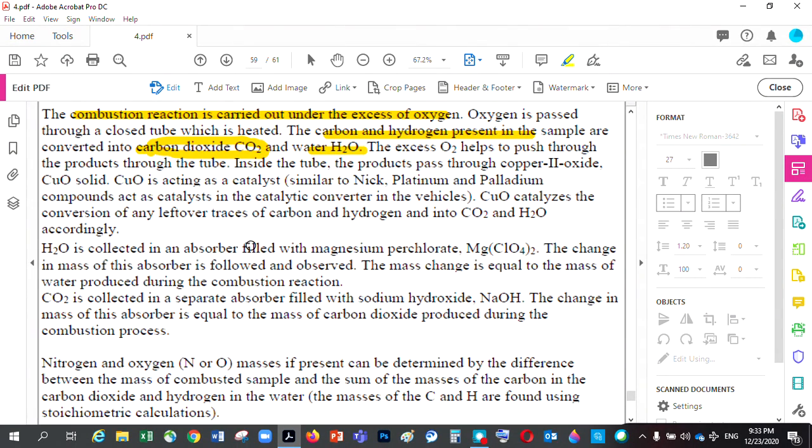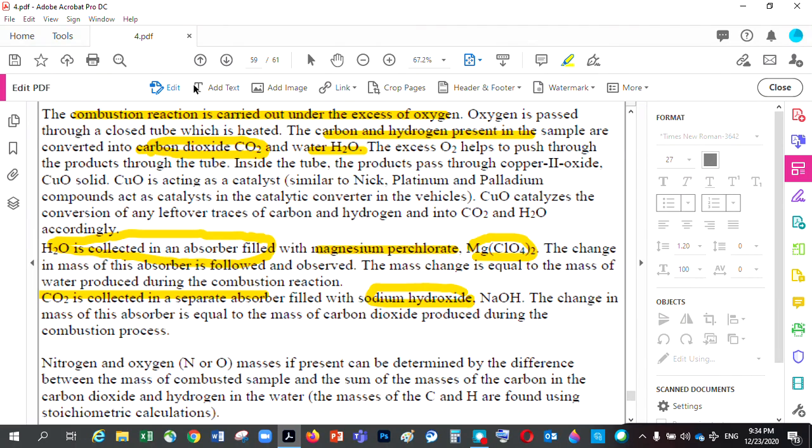Now for H2O, in the absorber for H2O, magnesium perchlorate is used to absorb H2O. The change of the masses will give us the amount of H2O, and CO2 is collected in a separate absorber filled with sodium hydroxide. The change in the masses will give us the amount of CO2. If we have nitrogen and oxygen, we can get them by difference from the mass of the combusted sample and the sum of the masses of carbon in the carbon dioxide and hydrogen in water.